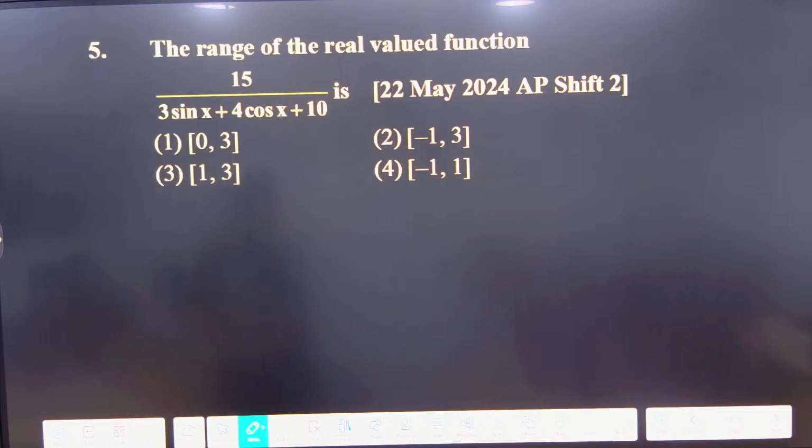forget about c now. If I say a sin x plus b cos x, what is the maximum value? Square root of a square plus b square. Minimum value, minus square root of a square plus b square. If c is there, add c, that's all. We find it out for the denominator, then we want it for the whole function, so what you will do? You will take the reciprocal because we are taking it for the denominator.